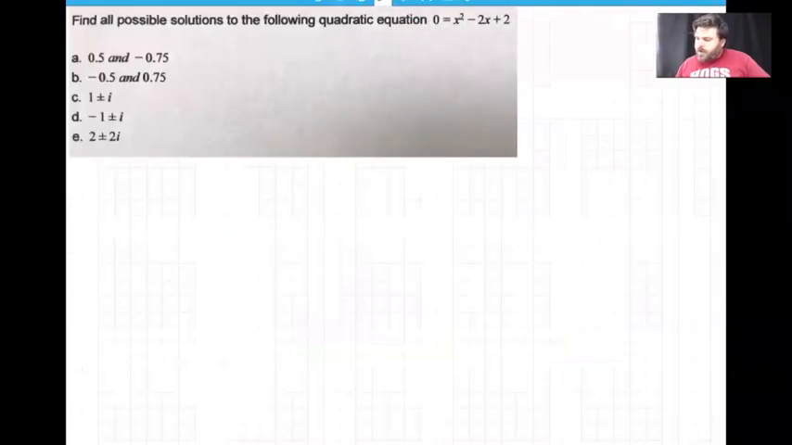All right, there was one more. I think I double hit it there. There we go. Okay, find all possible solutions to the following quadratic equation. 0 equals x squared minus 2x plus 2.